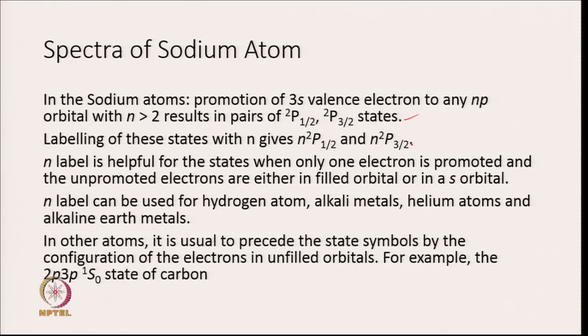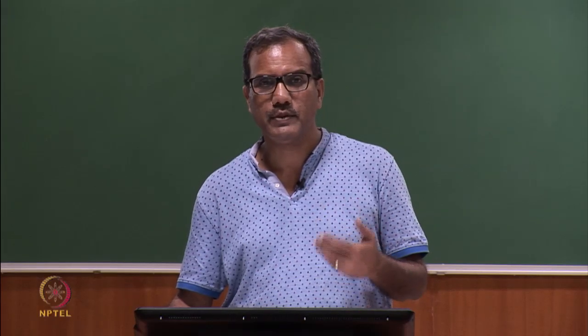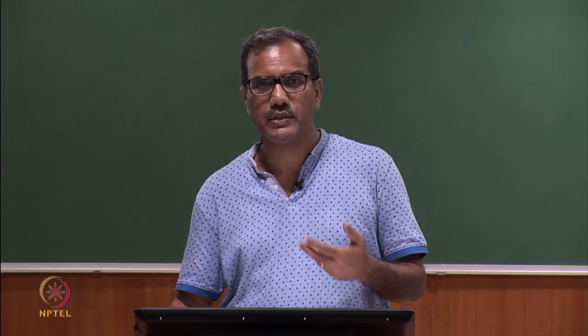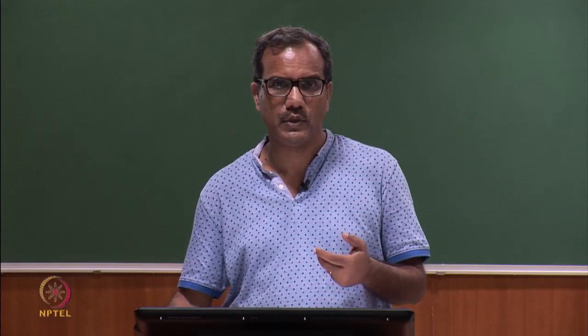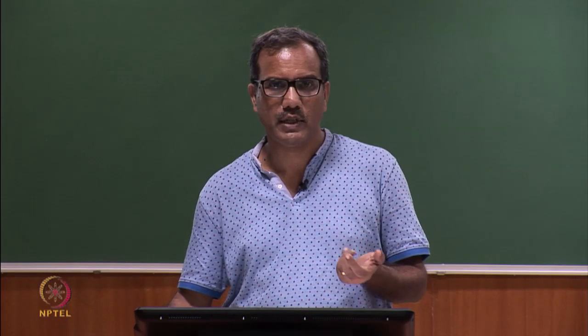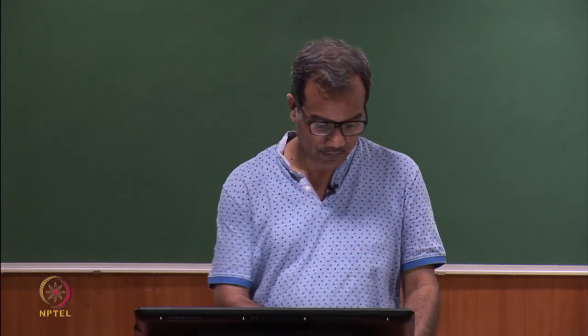The n level is helpful for the state when only one electron is promoted and the unpromoted electrons are either in filled orbitals or in an s orbital. The n level can be used for hydrogen atom, alkali metals, helium atoms or alkaline earth metals. In other atoms, it is usual to precede the state symbols by the configuration of the electrons in unfilled orbitals. For example, the 2p 3p 1S0 state of carbon.